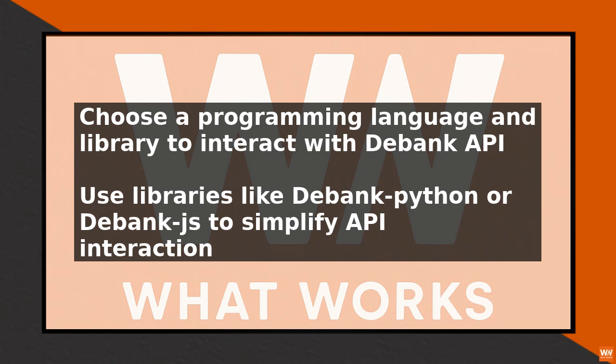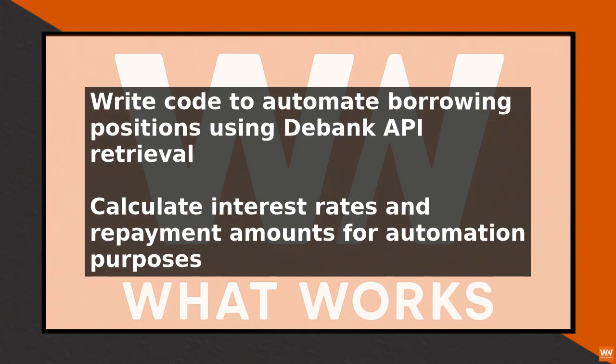You will need to use the Debank API to retrieve your current borrowing positions, calculate the interest rates and repayment amounts, and then use this information to automate your borrowing positions. For example, you can write a script that checks your current borrowing positions every hour and automatically repays the loans with the highest interest rates. You can also use the Debank API to retrieve the current market prices of the assets you are borrowing and use this information to adjust your borrowing positions accordingly.